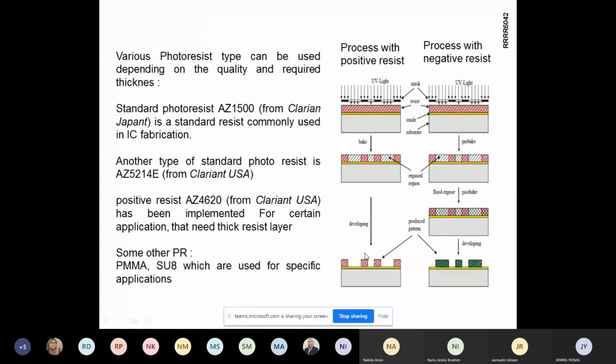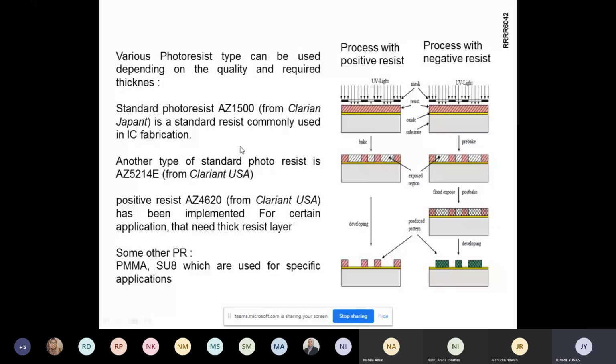Various photoresist types can be used depending on the quality and required thickness. AZ 100,500 is called a standard photoresist, commonly used in IC fabrication. This is actually a thin photoresist. It can be coated up to 1.5 micrometer.